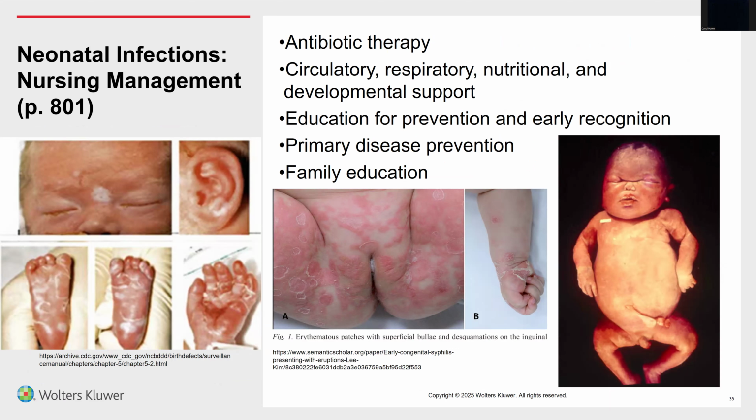Gentamicin requires obtaining a peak and trough serum lab level to be drawn at prescribed intervals to monitor for any toxicity, because we know that gentamicin can be toxic to their body, especially ototoxic, and cause deafness. So really early recognition of risk factors and signs and symptoms, getting an early diagnosis and providing prompt treatment is paramount for the survival of the neonate.